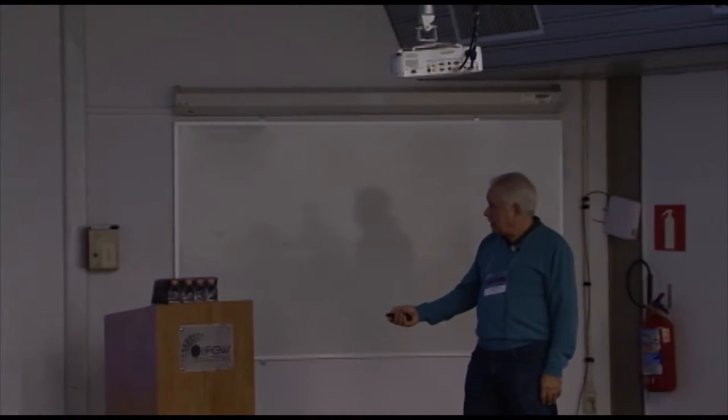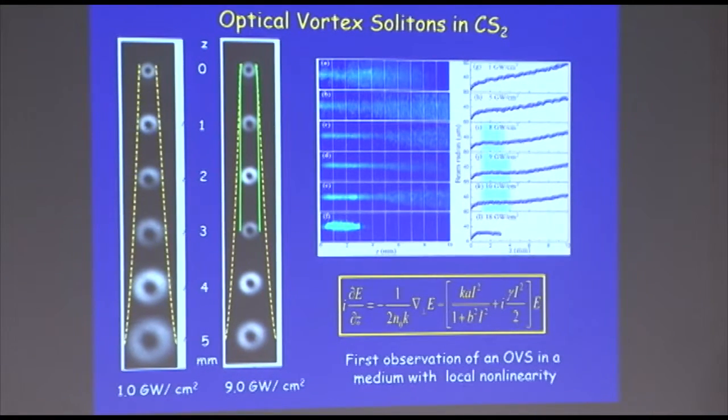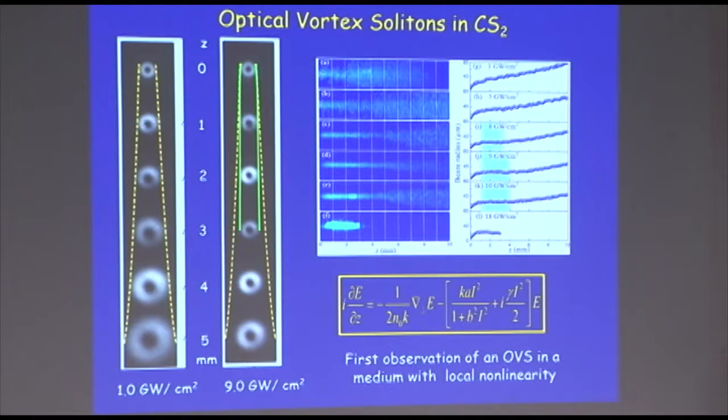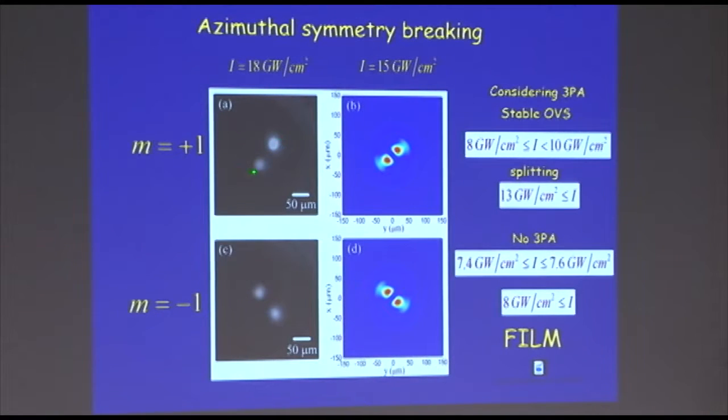One thing is that if you take this equation and go beyond this intensity, this soliton is not stable anymore. There is a splitting of the beam. And the splitting of the beam depends very much on the topological charge, on the value of M. And then what happens is this here. For an intensity of 18 gigawatts per square centimeter, the beam splits in two, for M equal to 1 or M equal to minus 1. So I propagate the vortex, and it splits in two.